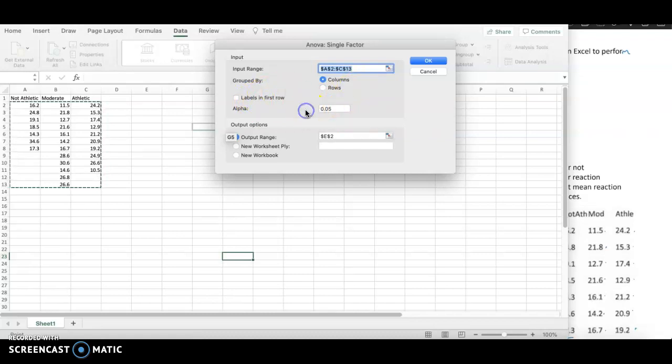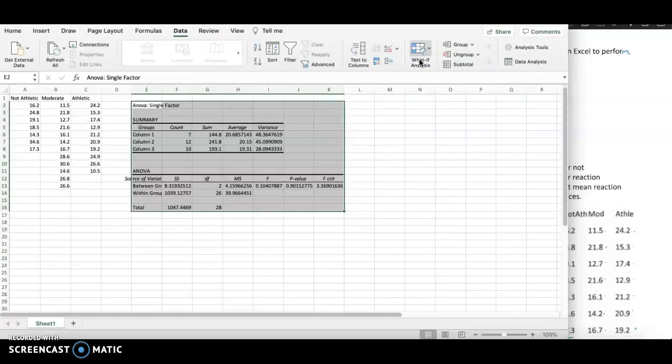I don't need to. The alpha value of 0.05 is already listed here, so I'm going to keep it. And then I just need to click somewhere to be my output range. You can click into that output range area and then click into a cell of where you want to put your information. Click OK. You get a lot of output here.